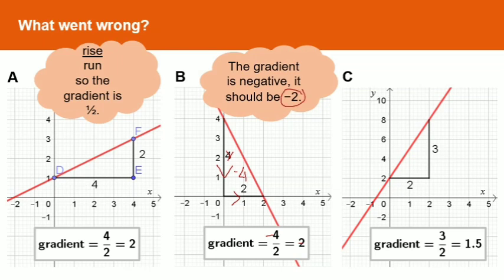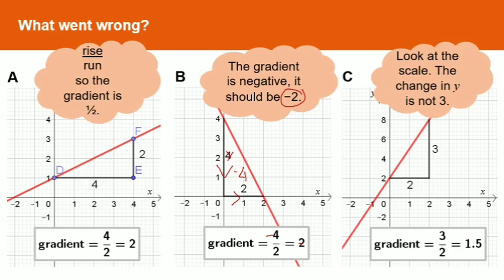Now what about line C? Is there anything wrong with it? I'll give you a hint. Look at the scale. The change in y is not 3. Why is it not 3? When you count the number of boxes, there are 3 boxes. But it says it's not 3.